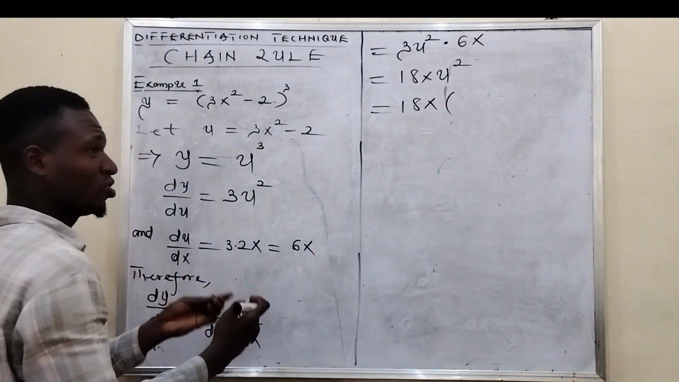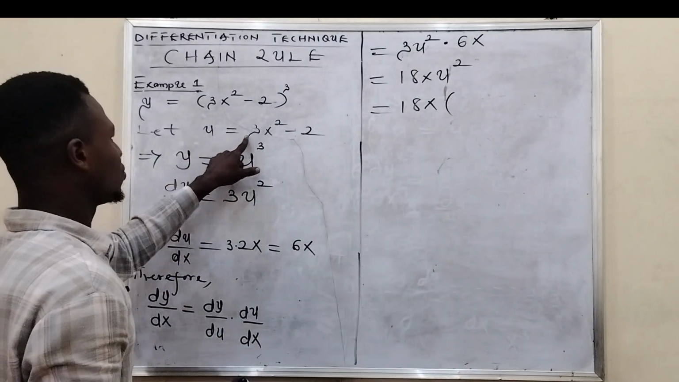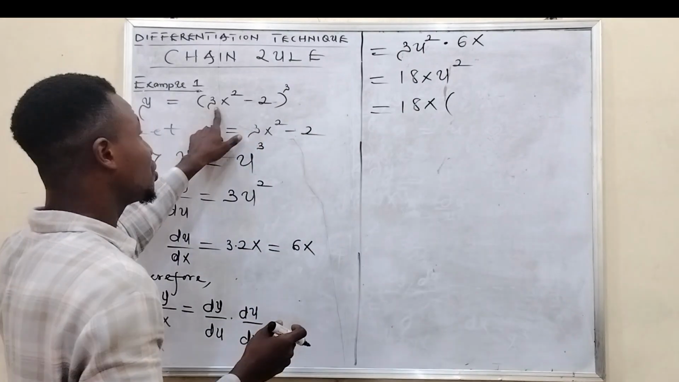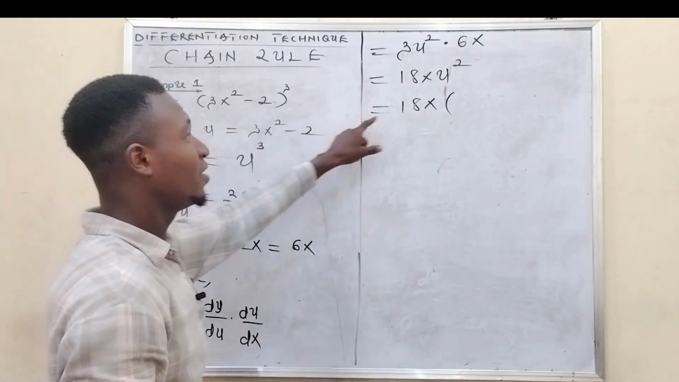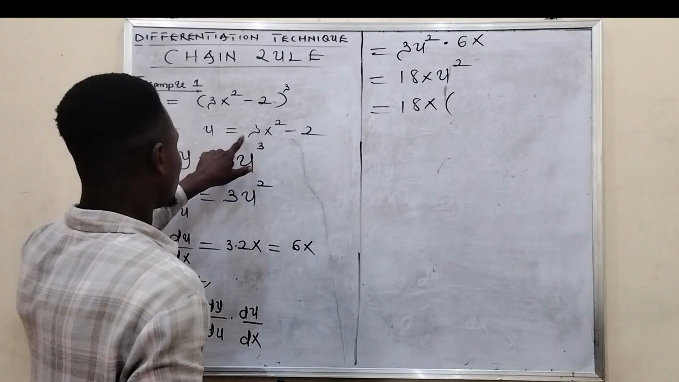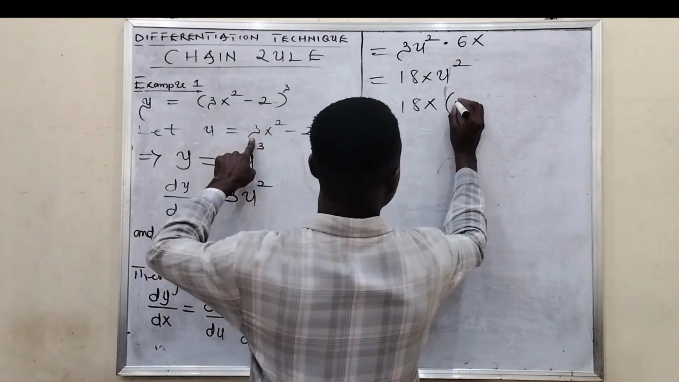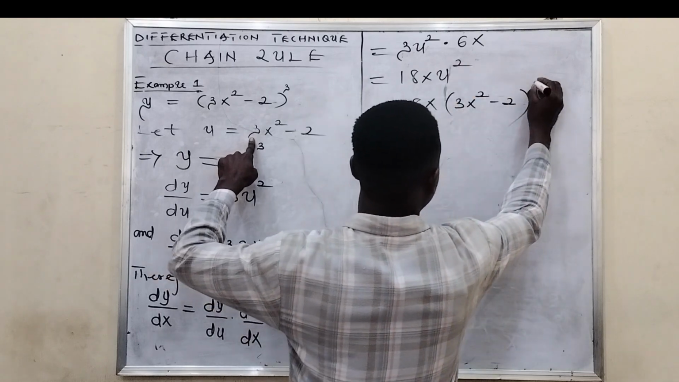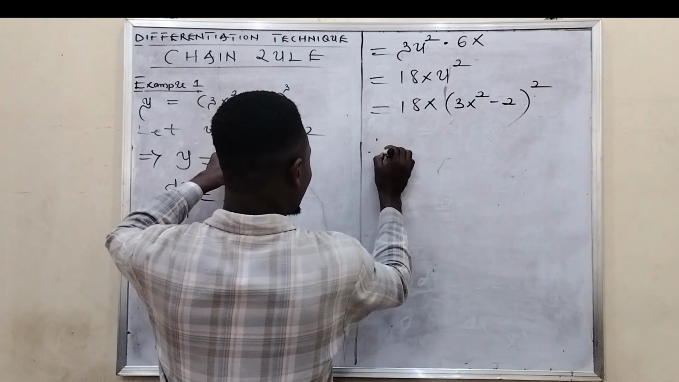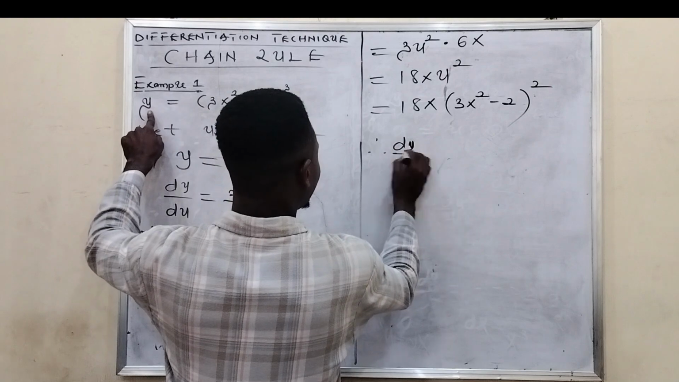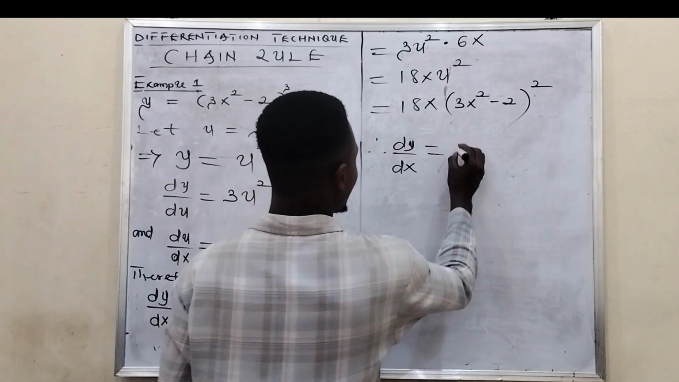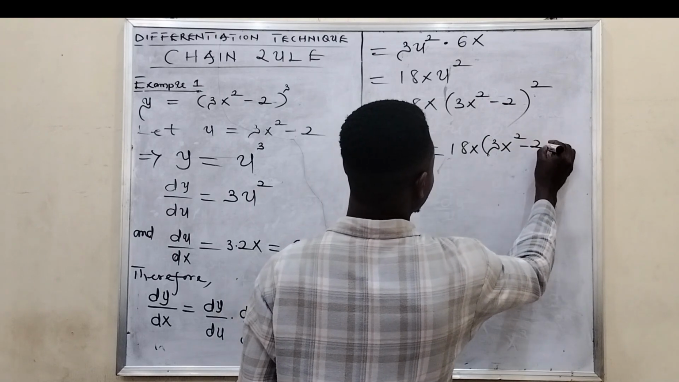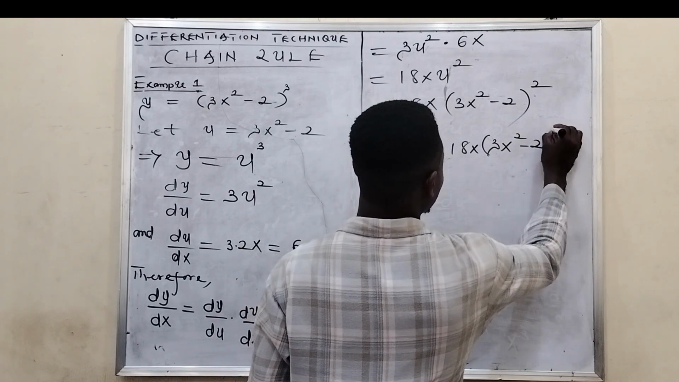Remember that u was an assumed variable, given by u equals 3x squared minus 2. Our final result must be in terms of the original variable that was given to us, x, and not in terms of x and u. So we substitute u equals 3x squared minus 2. Therefore, dy/dx is equal to 18x times (3x squared minus 2) all raised to the power of 2.